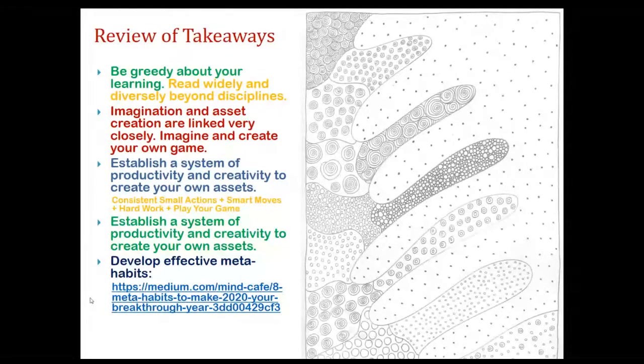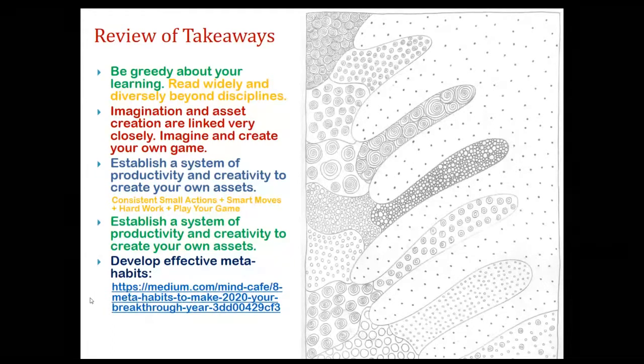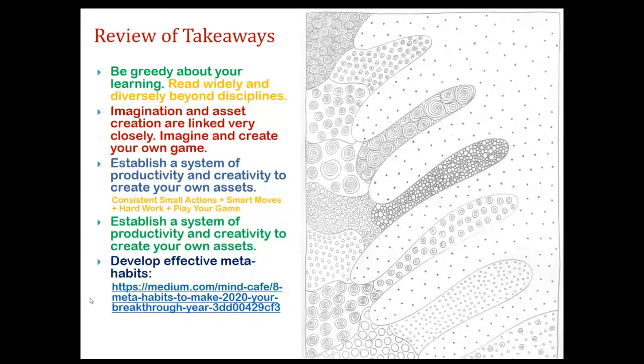Okay, I first created a summary of this module. I want you to skim through these takeaways. We talked a lot about reading diversely and widely. Imagination and asset creation are important. We said you need to establish your own system of productivity and creativity to create your own assets.